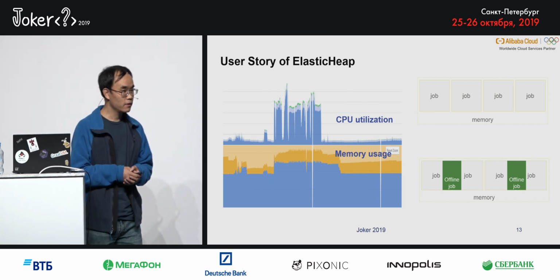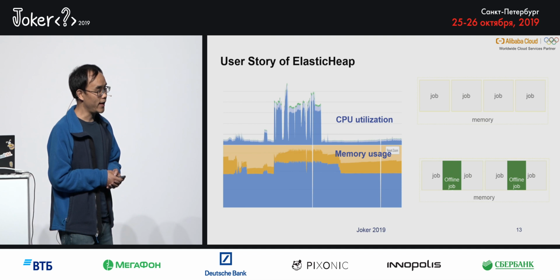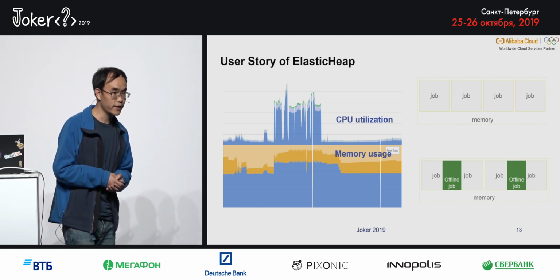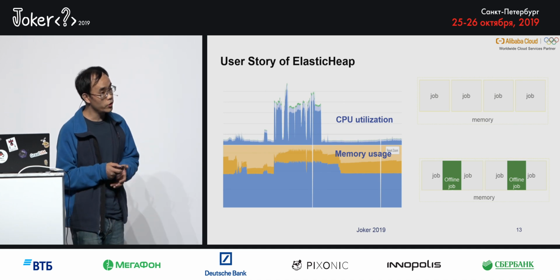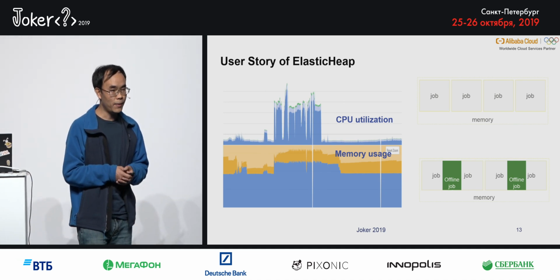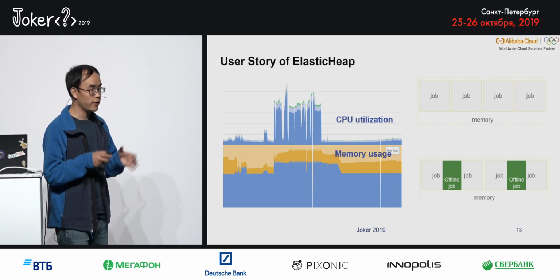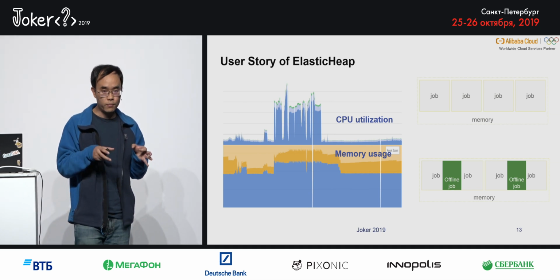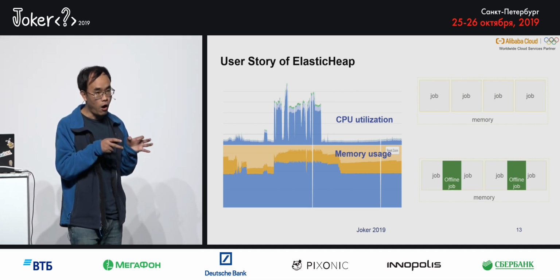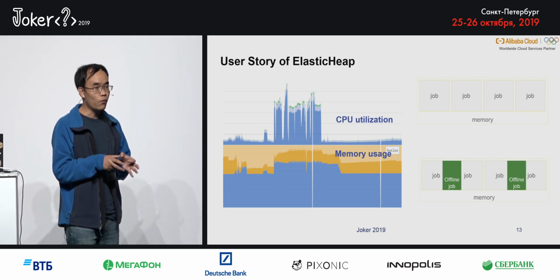So I will go through the details of elastic heap. What's the use case? What's the user story for elastic heap? This is our real use case used in Alibaba production. You can look at this picture. Actually, in our production, we have 2 kinds of jobs: online jobs and offline jobs. Online jobs are generally written in Java.